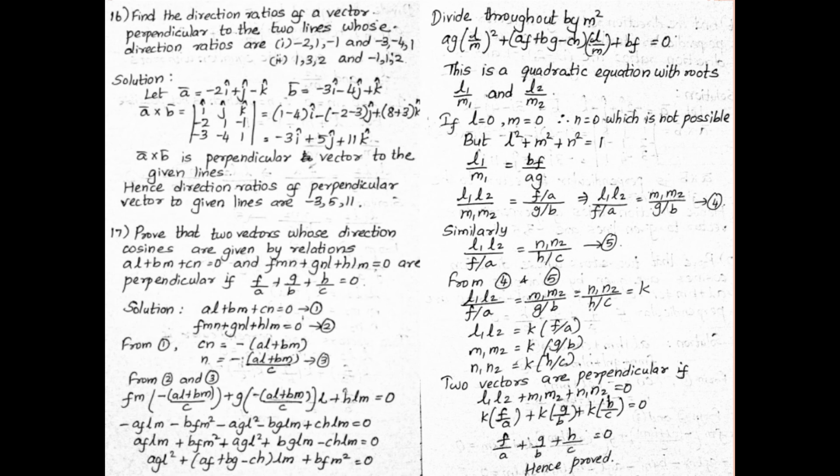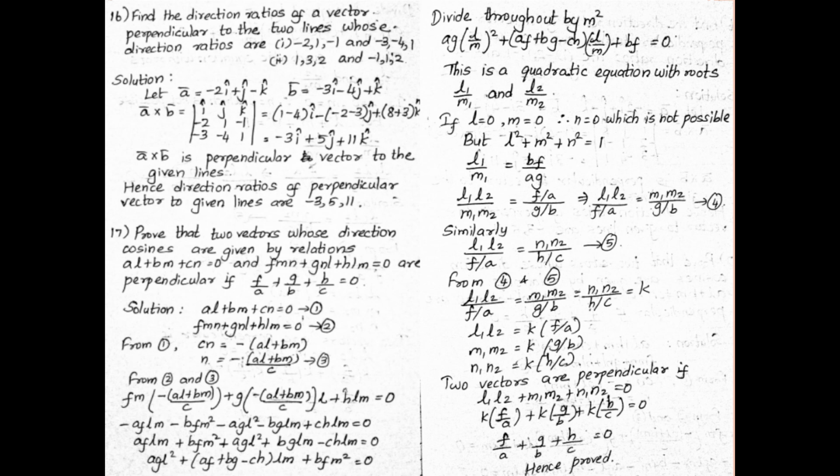al plus bm plus cn is equal to 0. We know this is given; this is equation 1. Then fmn plus gnl plus hlm is equal to 0; this is equation 2. Okay, so from 1 we get cn is equal to minus of al plus bm. Therefore, n is equal to minus of al plus bm upon c.